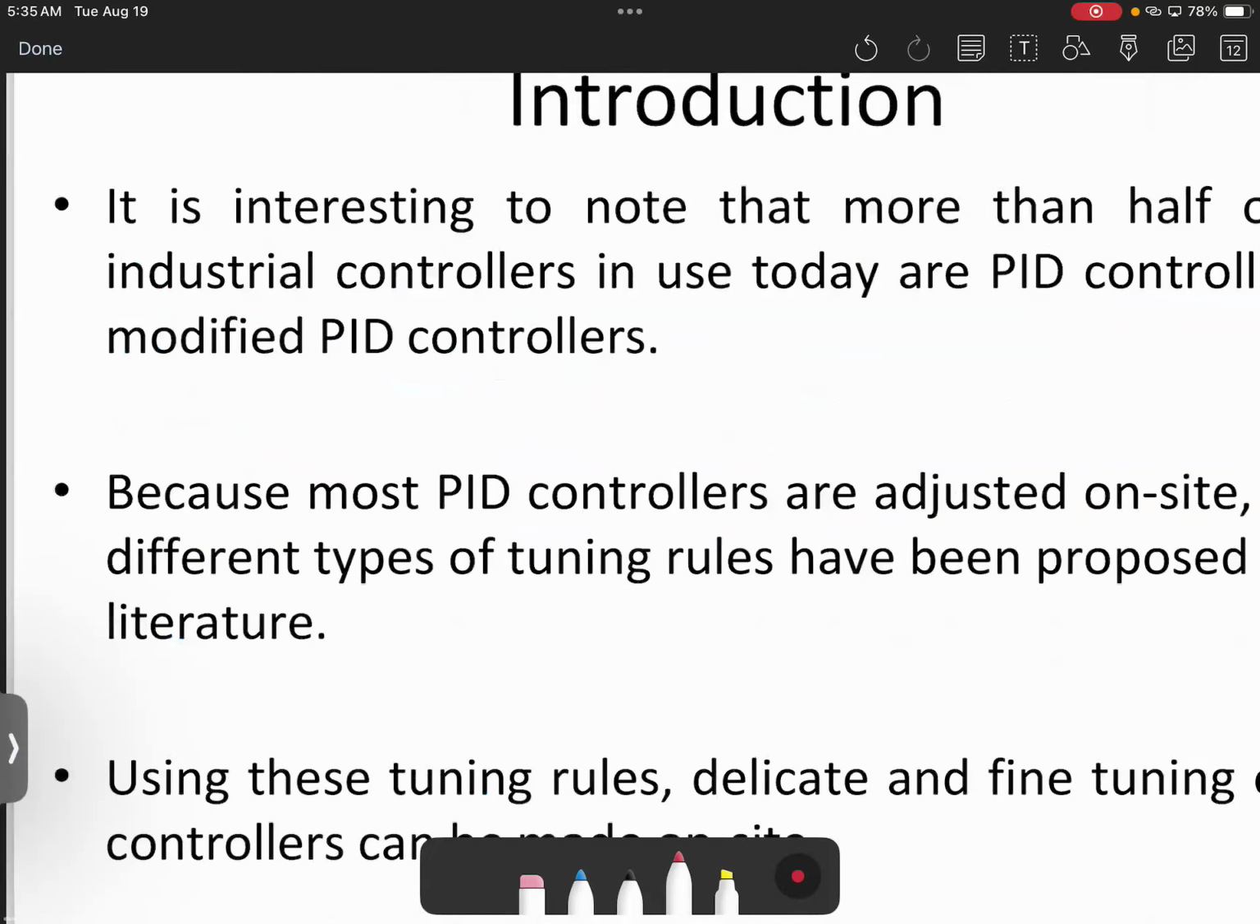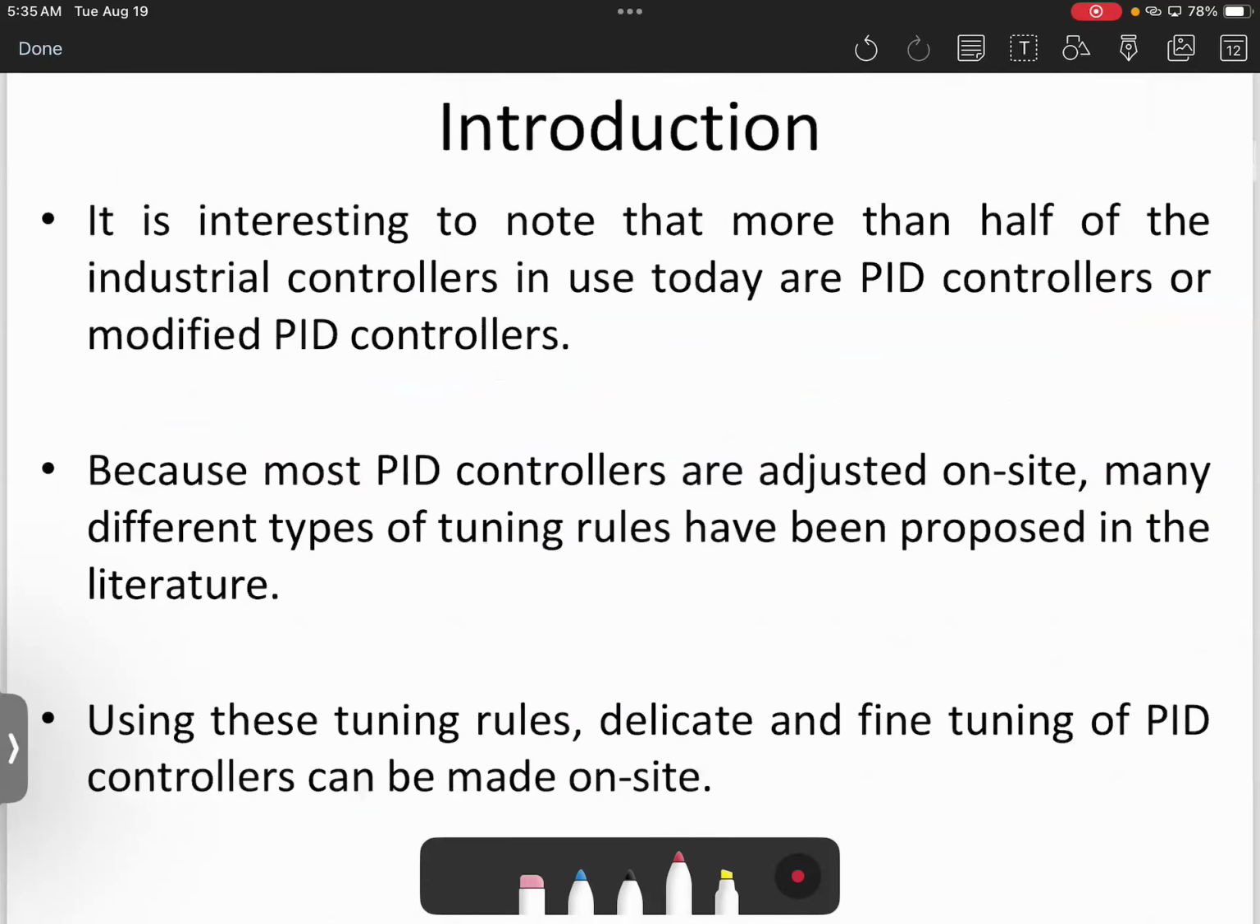So it's interesting that more than half of the industrial controllers use PID. If you work in a company or industrial area, more than 50% of the controllers are based on PID. That's why I'm really focused. It's very important for you to know PID before leaving this course. It's very important for you to understand how it works, because definitely, you will see it in the future.